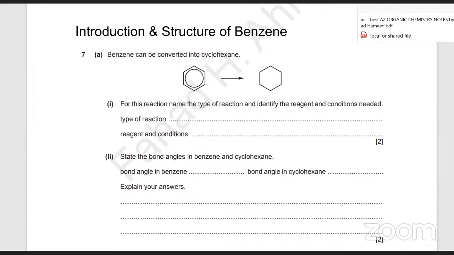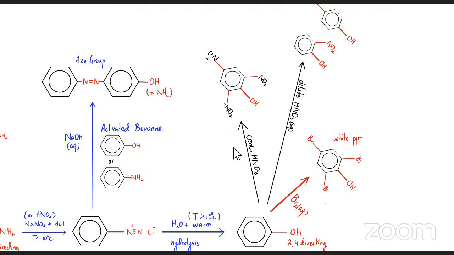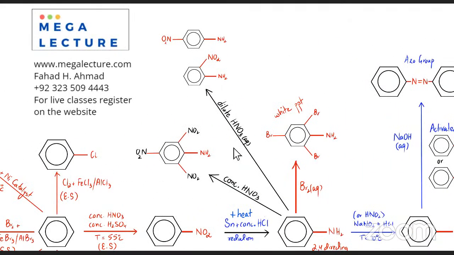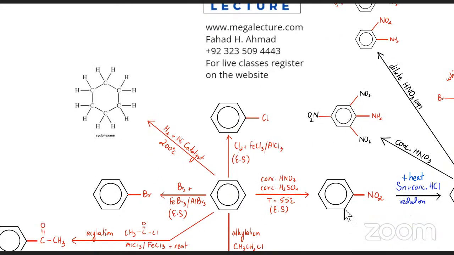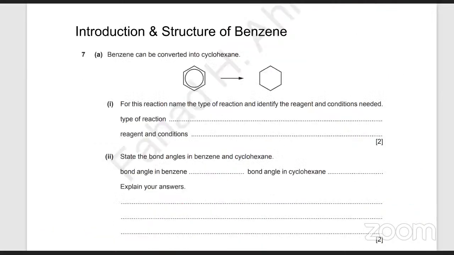Okay, so what reaction is this? Okay, we'll just have a look at the spider chart. So how does benzene turn into a cycloalkane? It's this one. Okay, when you have benzene, you hydrogenate it, it turns into a cycloalkane. It becomes saturated. That's what the reaction is. So it's nickel plus hydrogen, and it's a type of reaction. It's an addition reaction. Or you can say that it's a reduction reaction, because hydrogen is getting added.